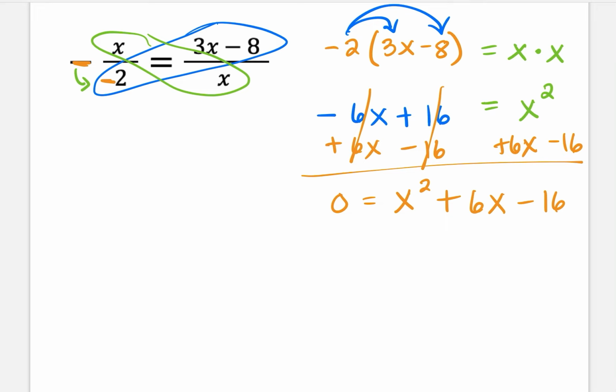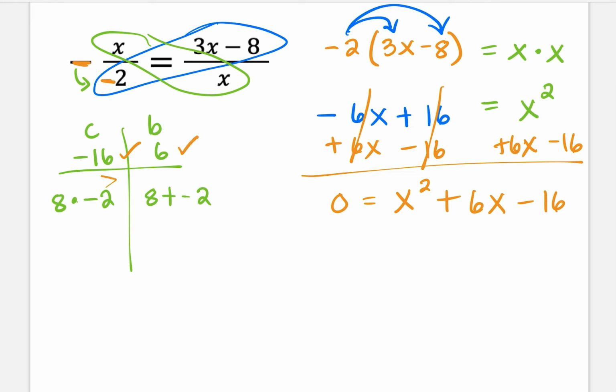Now we are going to simplify. We'll use the T-table to factor. So this is c and b. C is negative 16 and b is 6. So I am thinking of factors of negative 16. So that should be positive 8 times negative 2. And positive 8 times negative 2 gives me negative 16. When I add 8 plus negative 2, that gives me positive 6. So these are the factors that I am looking for.